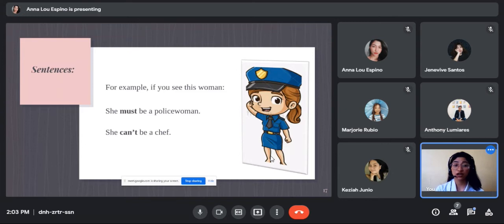So, I have here another example for you to get it more. For example, if you see this woman, she must be a policewoman and she can't be a chef, because you are sure, right? You are 100% sure that this woman is a policewoman and not a chef because of what she wears and what she does. Again, with what she wears and what she does. Okay, is that clear, guys? It's very easy, right? Must and can't is just contradiction.